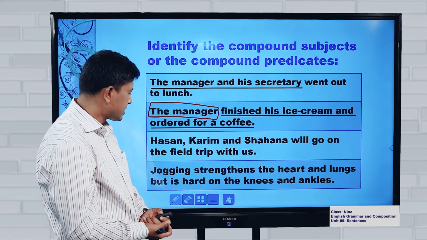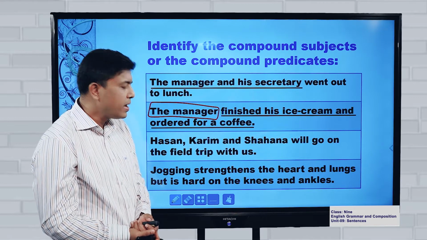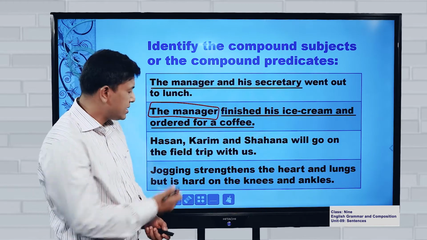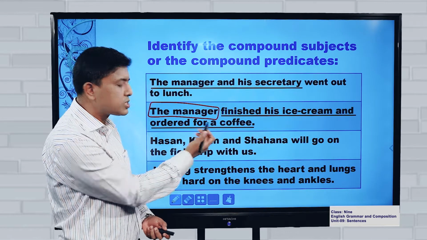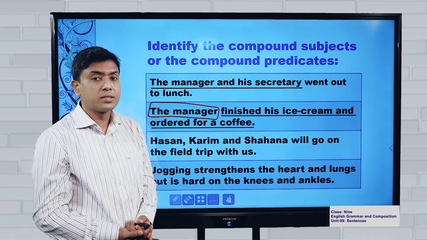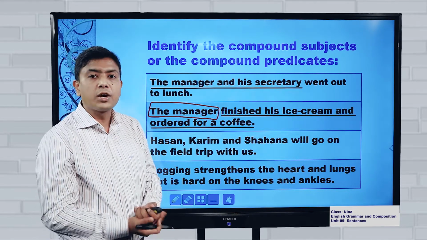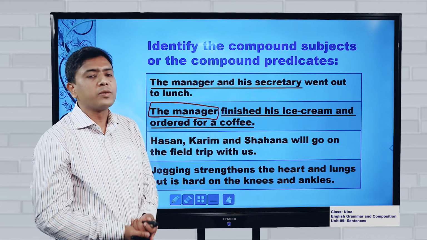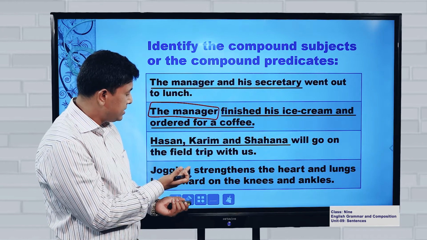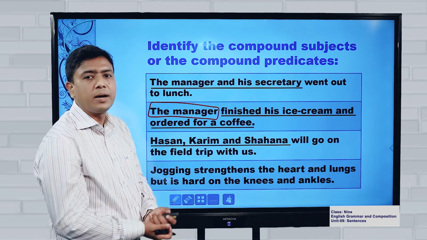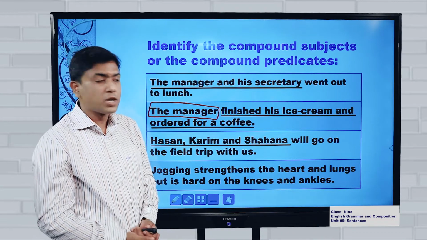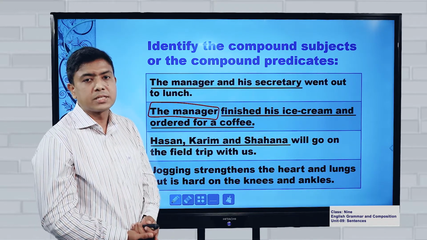Now the third sentence, Hassan, Kareem, and Shahana. Very easy, you can understand Hassan, Kareem, and Shahana. Three different persons. So altogether, they combine into one compound subject. So we can underline Hassan, Kareem, and Shahana as the compound subject of this particular simple sentence.